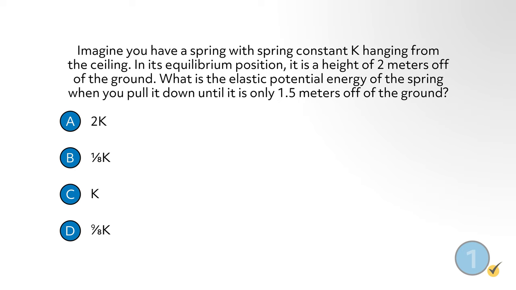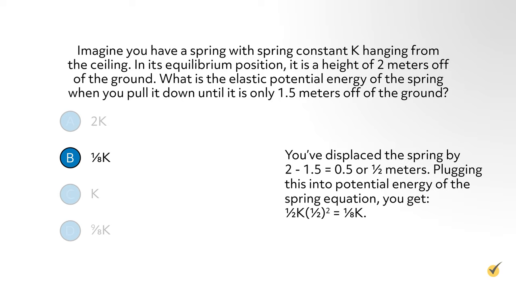The correct answer is B. You've displaced the spring by 2 minus 1.5 equals 0.5, or 1/2 meters. Plugging this into the potential energy of the spring equation, you get 1/8 k.